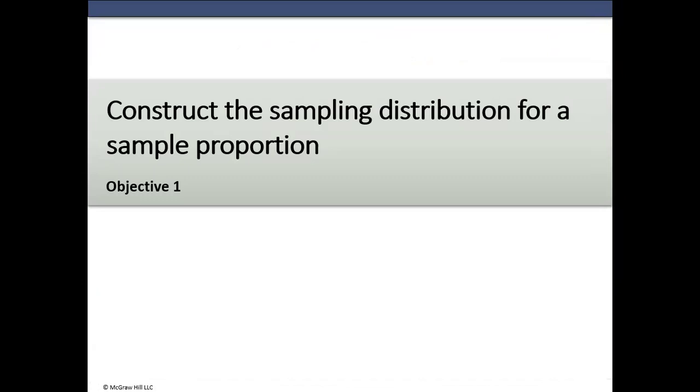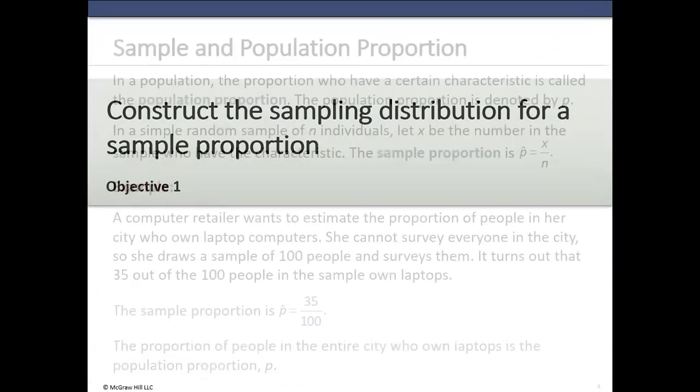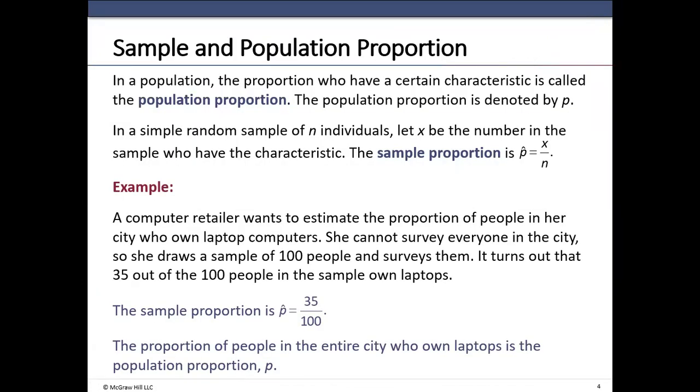Construct the sampling distribution for a sample proportion. In a population, the proportion who have a certain characteristic is called the population proportion. The population proportion is denoted by P. In a simple random sample of n individuals, let X be the number in the sample who have the characteristic. The sample proportion is P hat. That small symbol on top of P is called P hat, and P hat is equal to X over n.